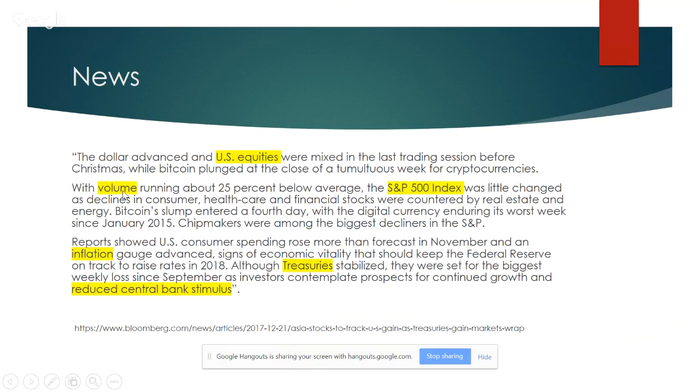With volume running about 25% below average. Volume is the amount of trading, right? So if on one day, 1 million people trade, and then the next day, 500,000 people trade, volume decreased in one day by 50%, right? So volume is just the amount of trading going on, right? So with volume running about 25% below average, the S&P index is an index composed of 500 major companies within the U.S. that are considered blue chip. They're major corporations.